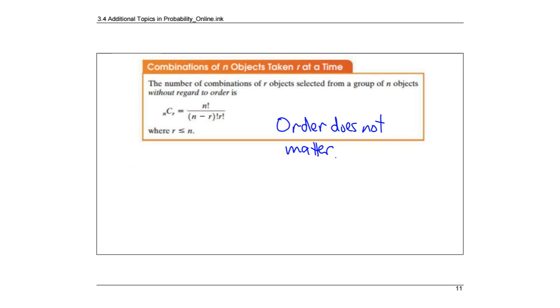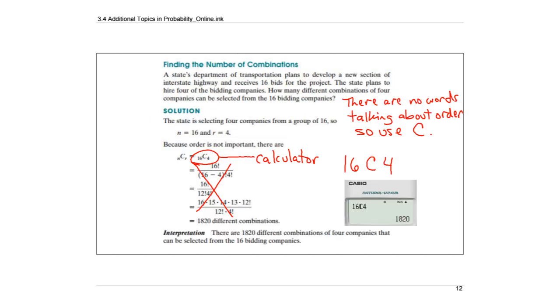All right, with C, with the combination, it's that the order doesn't matter, right? Permutation, the order matters. Combination, the order does not matter. We're not going to worry about this formula because the calculator is going to take care of it for us. So the hardest part is just reading the problem and seeing if order matters or it doesn't matter.